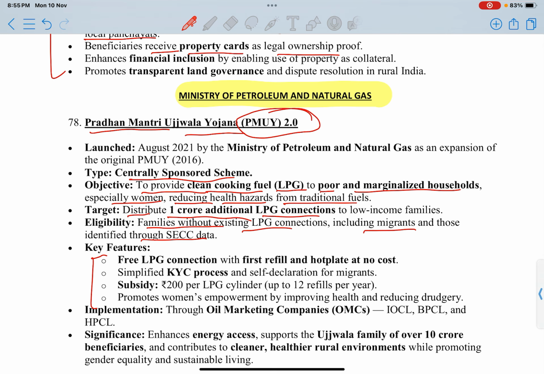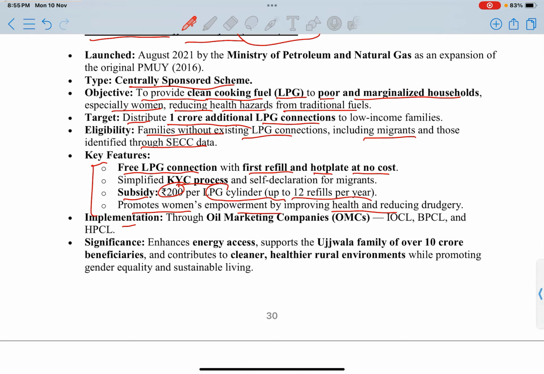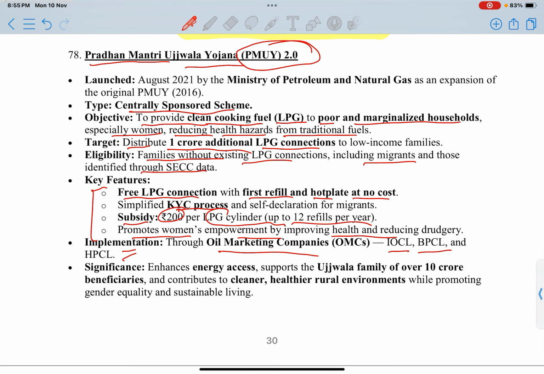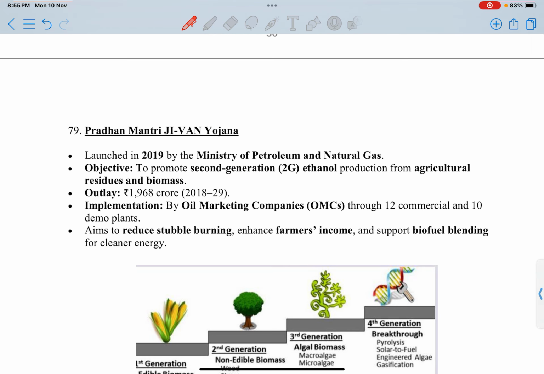Key features. What are the features of this scheme? Free LPG connection with first refill and hot plate at no cost. Simplified KYC process. Subsidy up to 200 per LPG cylinder, up to 12 refills per year. Promotes women empowerment by improving health and reducing drudgery. Okay, and it is implemented by the oil marketing companies IOCL, BPCL, HPCL, etc. Okay, so this was it. You read all the details.